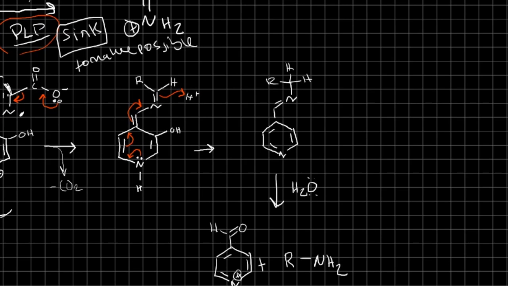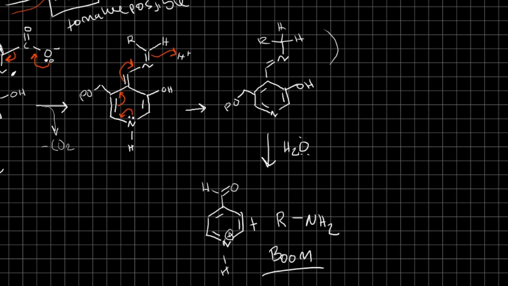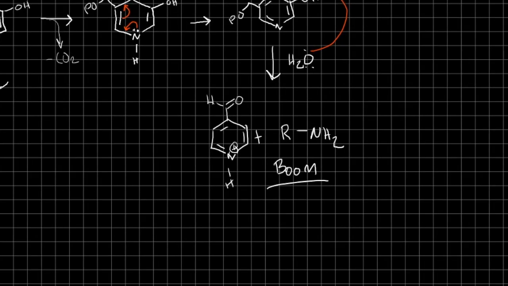Let me draw the, I'm missing my PLP. Alright, so then you'll have the species here. And then all you need to do is have water come in and hydrolyze this off. I'm not going to show this, but it's the reverse of Schiff base formation. You're just going to reform the aldehyde and then offload your amine. And you can see that here. Apparently I left this here, but boom, there you go. So you reformed your PLP, and then you formed your amine. So this will be sans carboxylate.